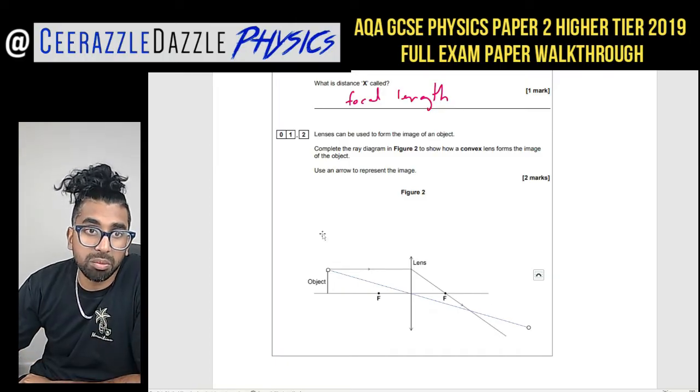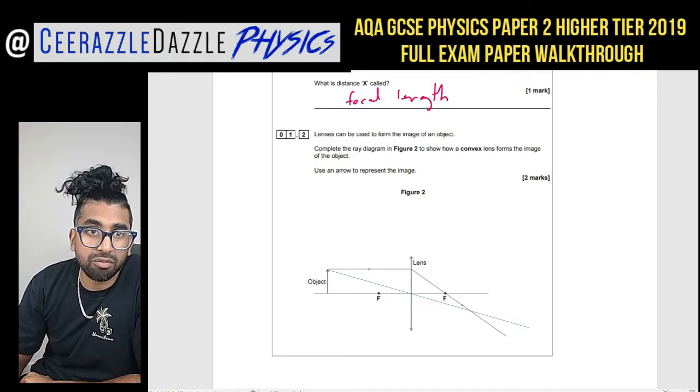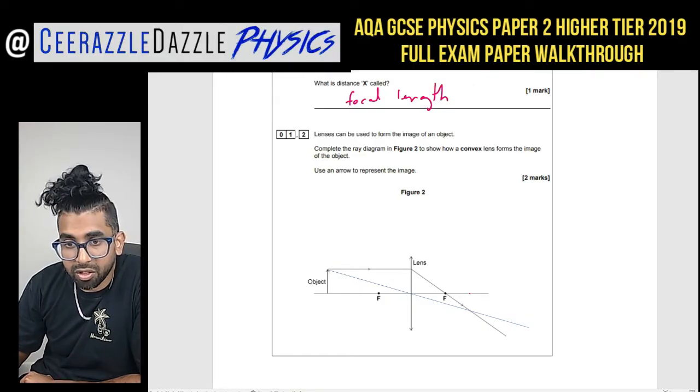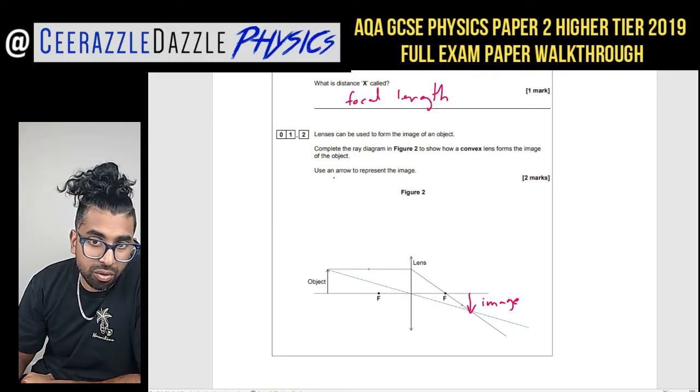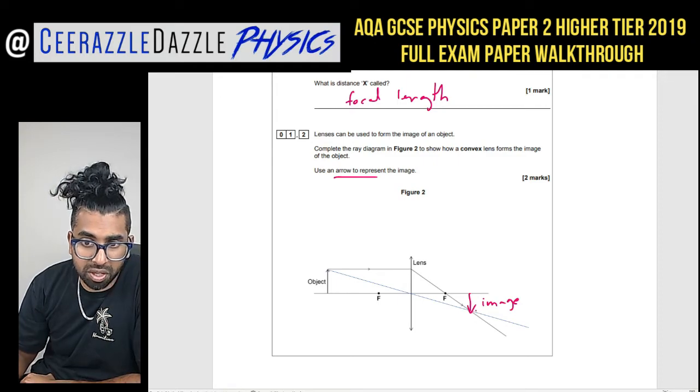So I'm going to draw where the image is formed right now. It's over here, so the image is now formed over here. There we go. So taking a ruler, we're drawing this out, and this is the image. The image is formed over here. So this is the arrow used to represent the image. So the image is formed over here.